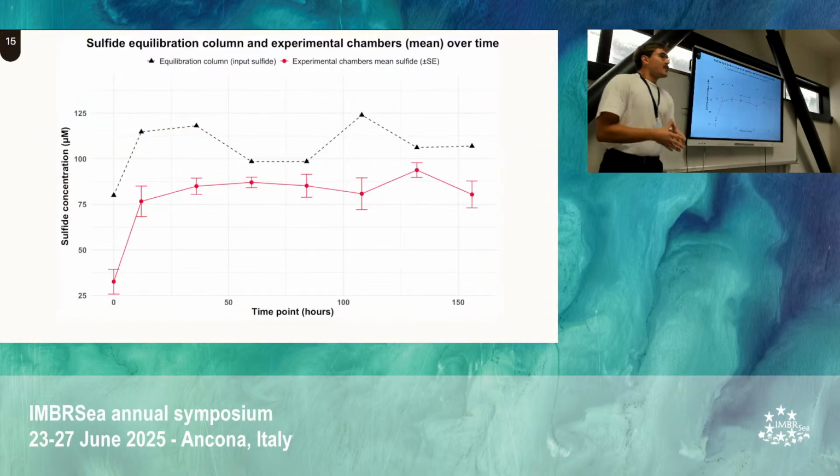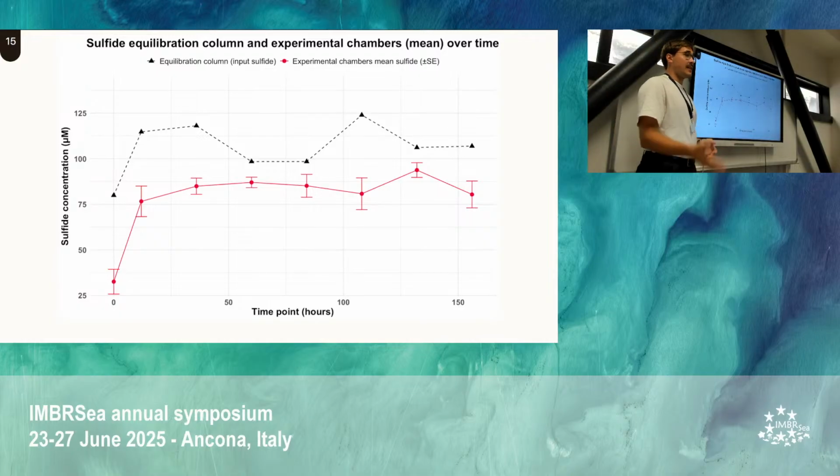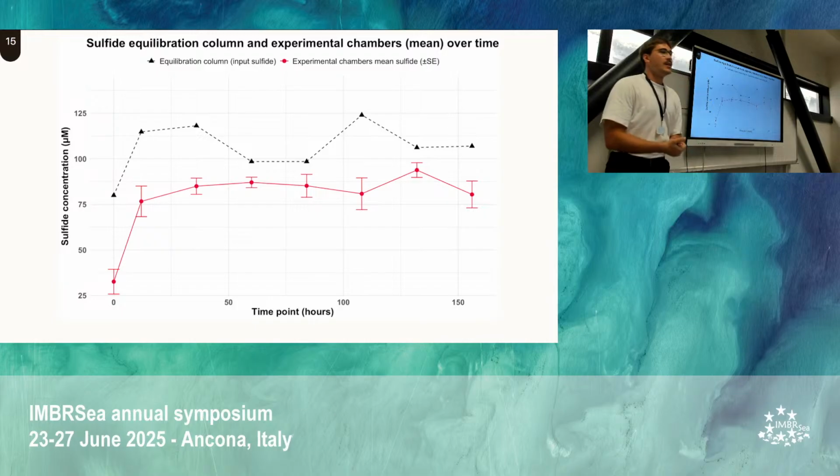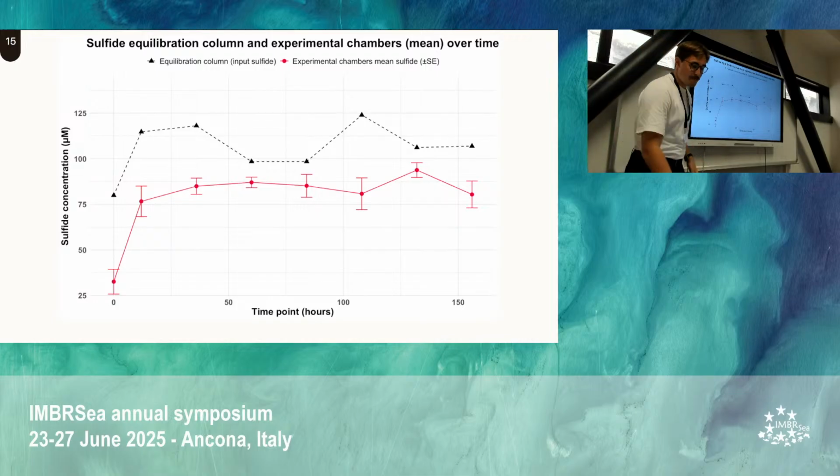And finally, we also looked at sulfide. So what you can see here is that at time point 0, before the clams are inserted, we start off pretty low. We wanted to stay around about 80 micromolar, but as soon as the clams are put in the system, and the next time we sample, we are where we want to be, and we remain stable throughout the experiment. So again, we managed to create this pool of sulfide that we needed to create the natural gradient seen in nature.